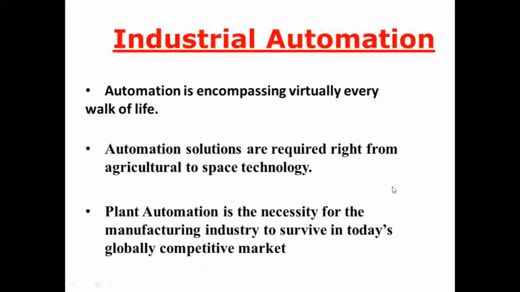Today we are discussing the PLC, an overview of the PLC and its applications. Before going to this point, first we discuss industrial automation. What is automation? Automation is encompassing virtually every walk of life. Automation solutions are required right from agriculture to space technology. Plant automation is basically needed for the manufacturing industry to survive in today's global competitive market.